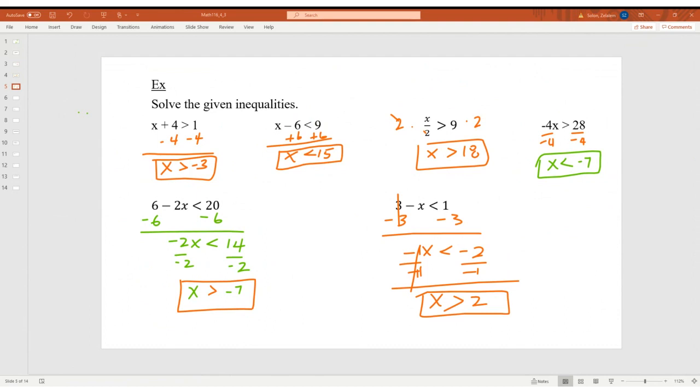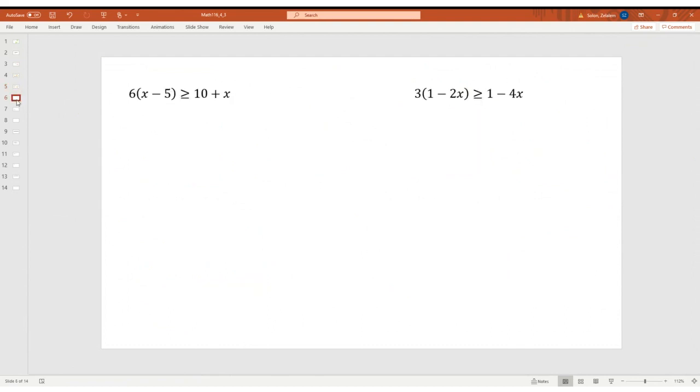Next, we'll see multi-step equations. Multi-step equations are equations with variables on both sides of the inequality. Okay, guys, sorry about the babies, it's fine.